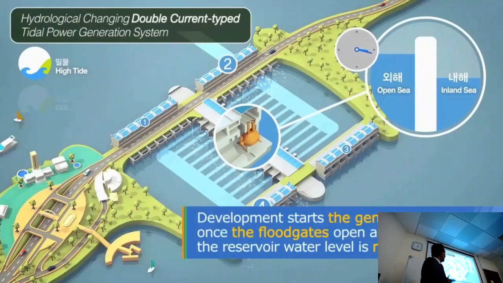So here again, they wait for a 2 meter difference in the water levels to create generation. Even though the head is small, as long as you can have a large volume of water, you can still generate power.